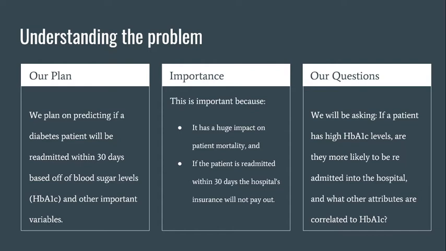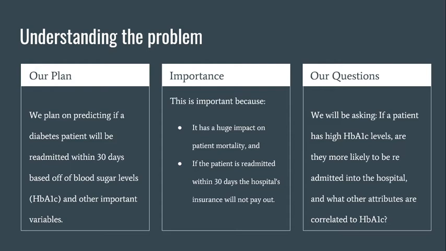So what is the problem? The problem is that hospital readmission rate is becoming very high, and the rate is becoming really high because patients are being readmitted within 30 days. And that's mainly because of their blood sugar level. So their readmission rate is becoming really high, and it's affecting the way they operate their businesses and the amount of resources they have.